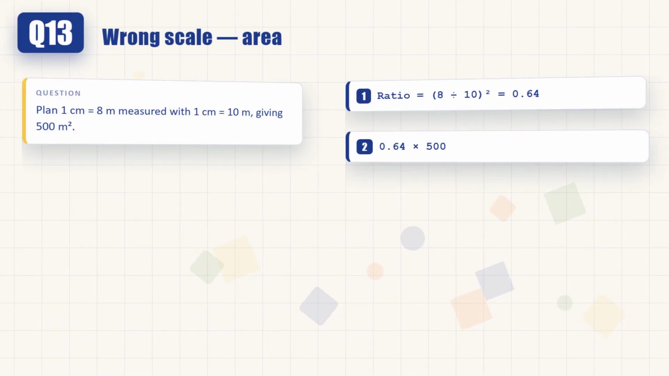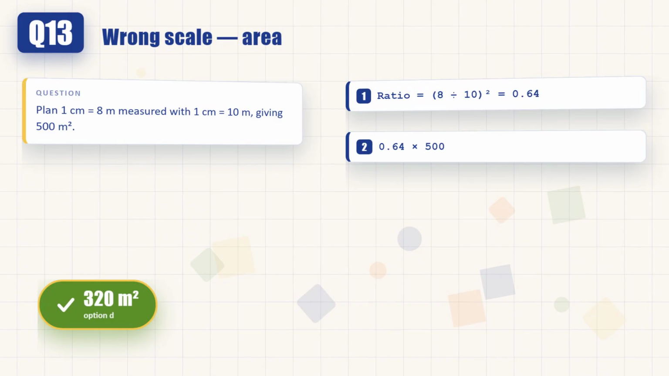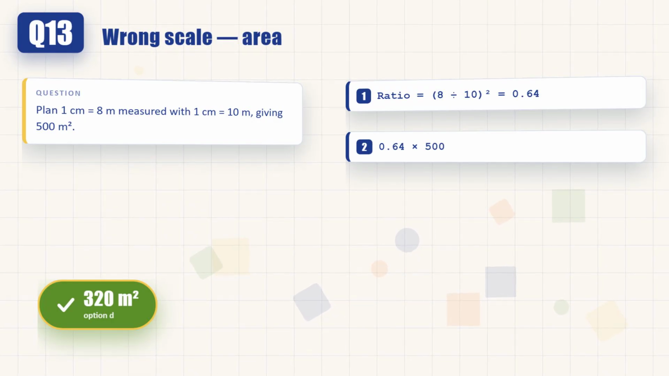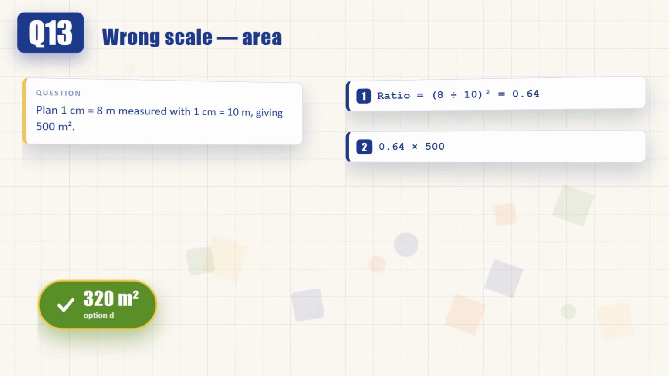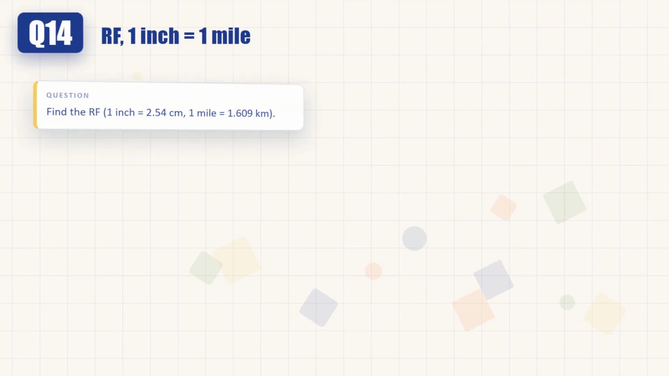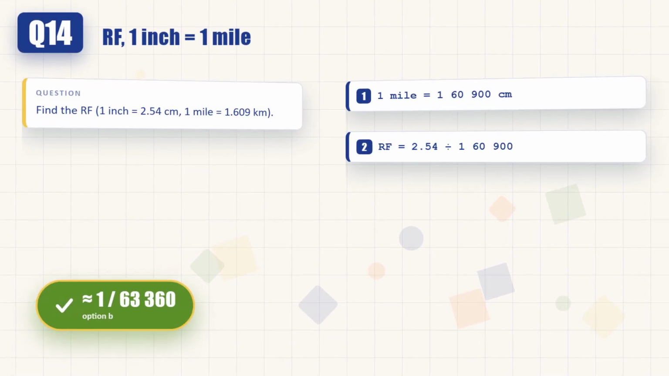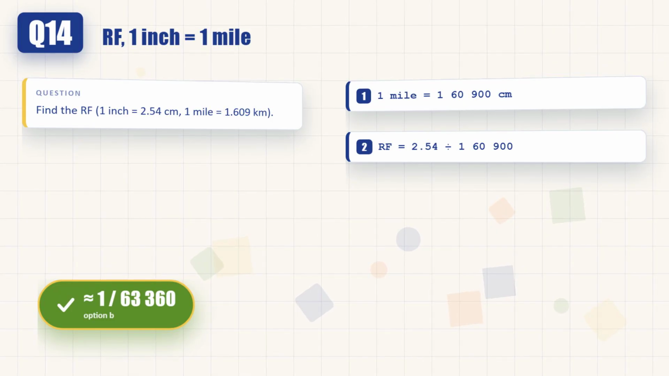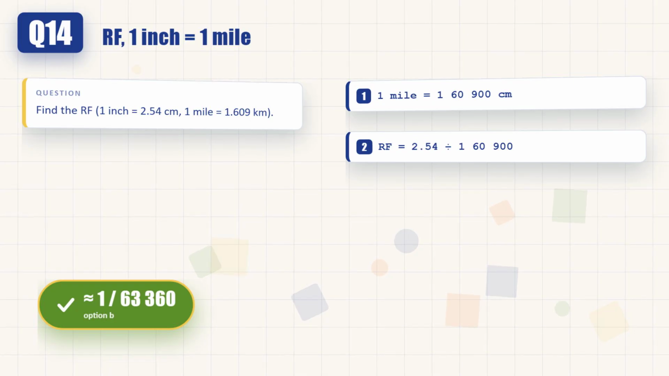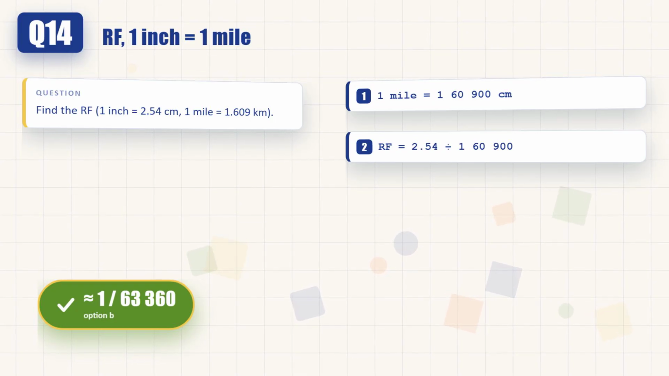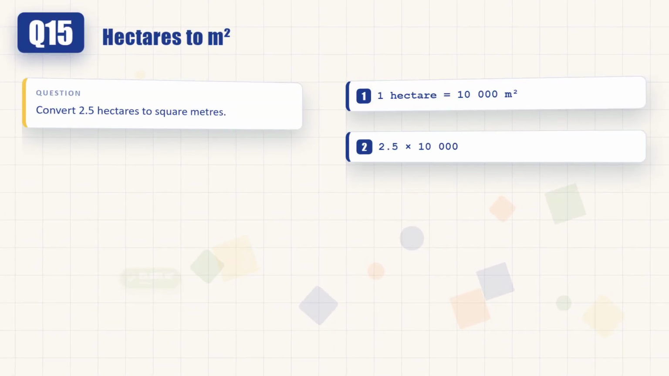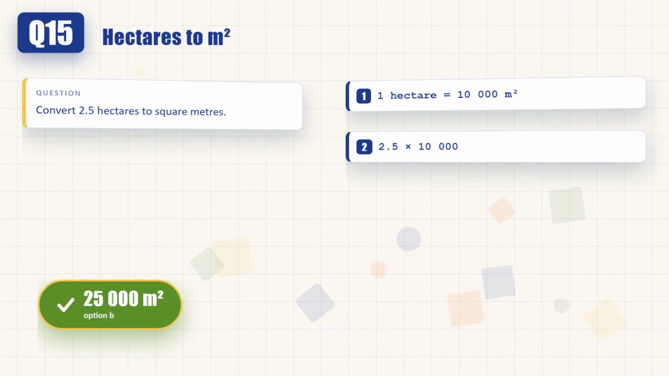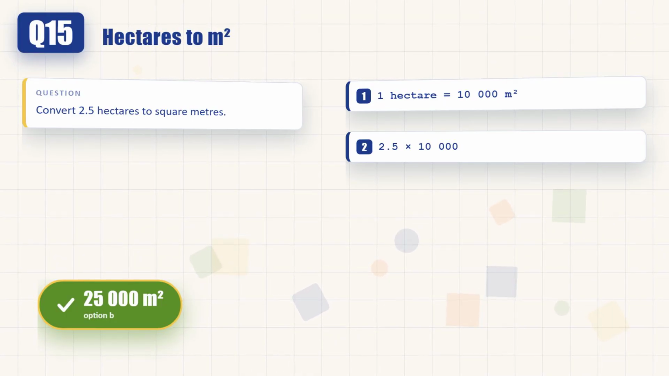Question 13. For area, we square the ratio of the scales. 8 over 10 squared is 0.64. Multiply by 500, 320 square meters. Option D. Question 14. 1 inch is 2.54 centimeters and 1 mile is 160,900 centimeters. Divide: approximately 1 by 63,360. Option B. Question 15. 1 hectare is 10,000 square meters. So 2.5 hectares is 25,000 square meters. Option B.